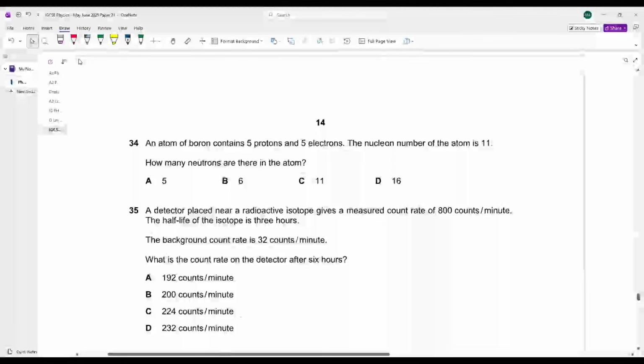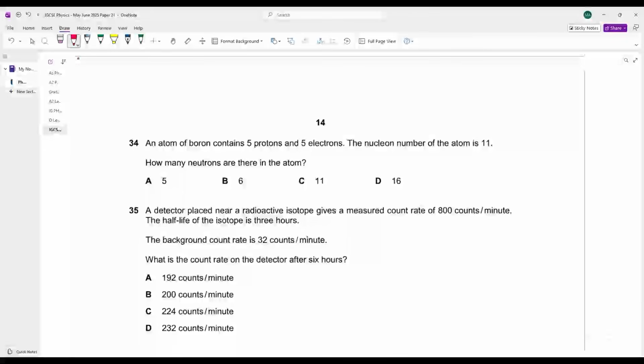आगे बढ़ते हैं. An atom of boron contains 5 protons and 5 electrons. The nucleon number is 11. How many neutrons are there in the atom? बेटा nucleon number क्या होता है? Neutrons plus protons. Neutrons plus protons is 11. Protons कितने हैं? 5. न्यूट्रॉन्स क्या आ जाएंगे? हाँ जी, न्यूट्रॉन्स क्या आ जाएंगे? 11 minus 5 that is 6. B is your answer.